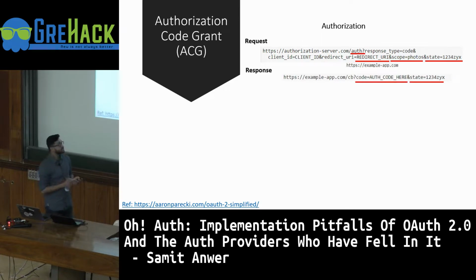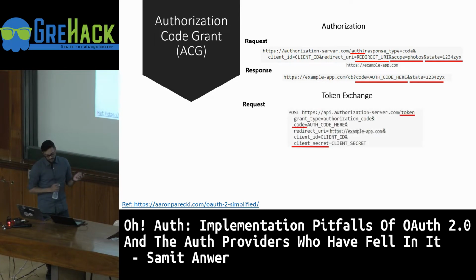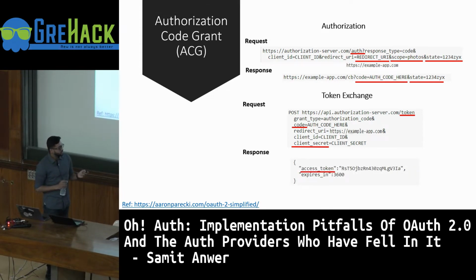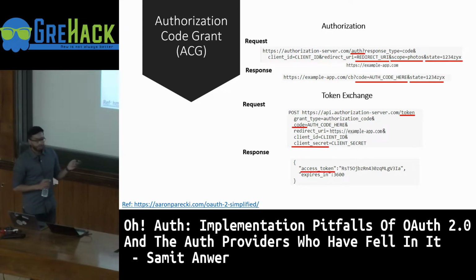So in the response, you will see that the authorization code is returned and the state parameter is reflected back as it is. Then finally, when the token exchange step happens, the auth code is expected in the request parameter along with the client secret and the client ID, client credentials basically. And this is the token endpoint which is being hit. And as a response to it, you'll get back the access token.